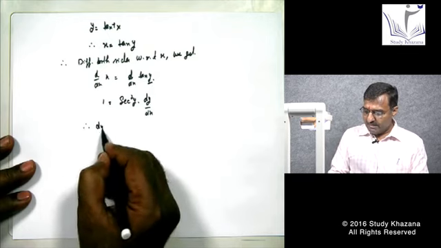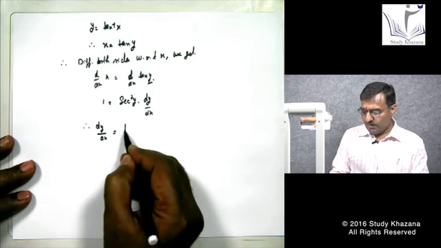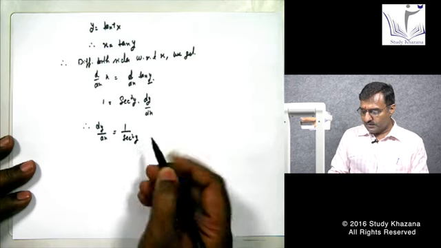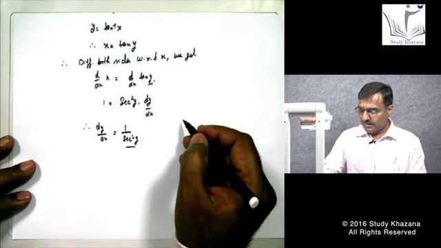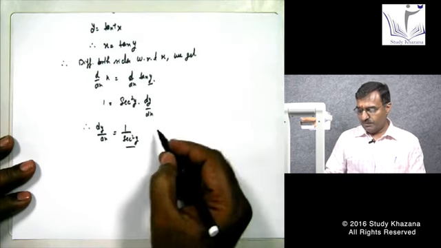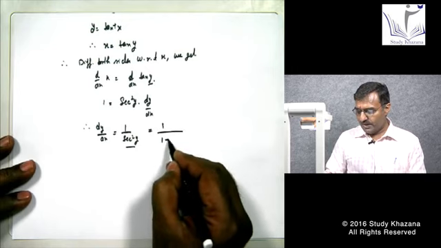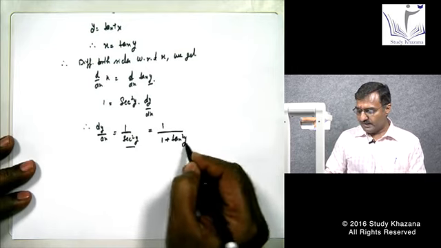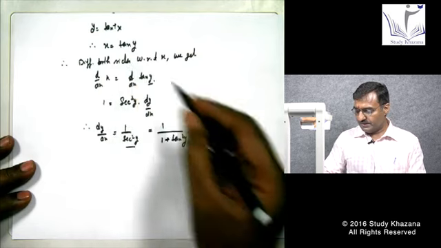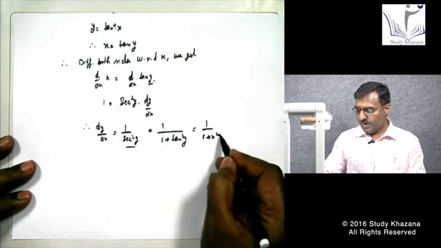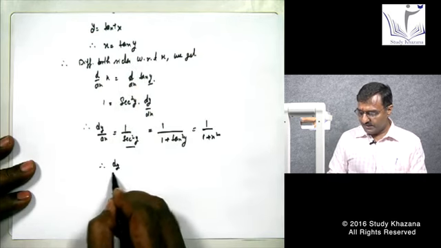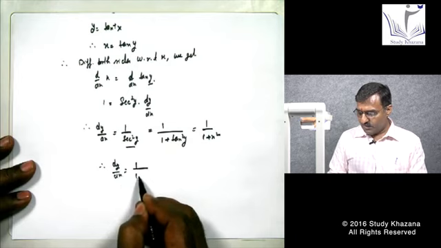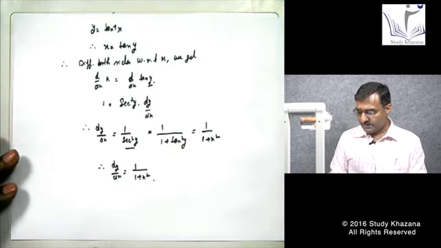So here it becomes dy by dx equal to 1 upon sec square y. Now what is sec square y? Sec square theta is equal to 1 plus tan square theta. So 1 upon 1 plus tan square y. So what is tan y? It is x. So 1 plus x square. So this becomes dy by dx equal to 1 upon 1 plus x square.